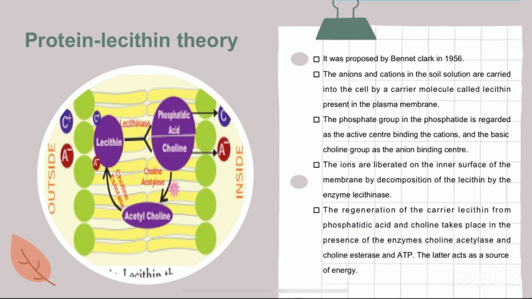The ions are liberated on the inner surface of the membrane by decomposition of the lecithin by the enzyme lecithinase. The regeneration of the carrier lecithin from the phosphatidic acid and choline takes place in the presence of the enzymes choline acetylase and choline esterase and ATP. The latter acts as the source of energy. Here you can see the mechanism.